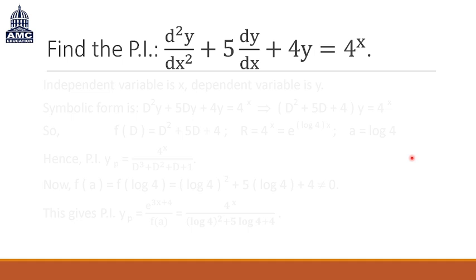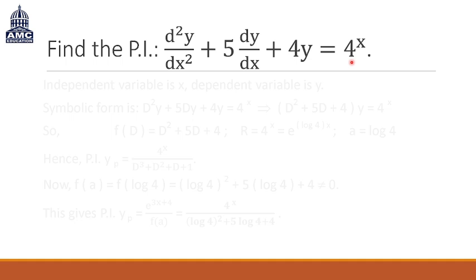As you can see, on the left hand side we have d square y by dx square, which is a second order derivative term, plus 5 times dy by dx, which is the first order derivative term, plus 4y. Well, y is the zeroth derivative of itself. Did you know that? So this is equal to 4 raised to the power x. This is an example of the general equation where we have f(D) y is equal to a raised to the power x.